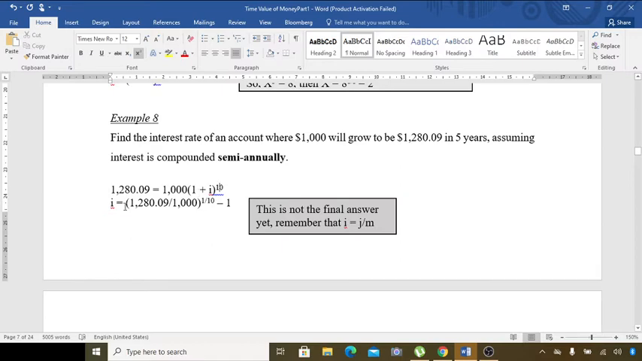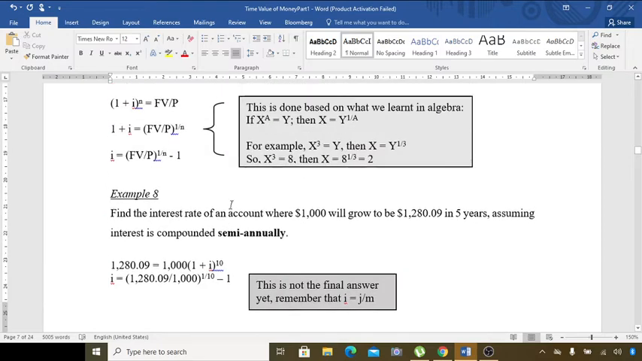Now, if you want I to be on the left hand side, remember I now equals the future value 1280.09 divided by your present value, which is 1,000. But now it becomes to the power of 1 divided by 10, instead of to the power of 10. Remember 1 over 10 easily, it's 0.1. So you can solve this in one go using your calculator. Key in 1280.09 divided by 1,000 equals 1.28, to the power of 0.1, and then finally you minus 1. Don't forget to minus 1 at the end, right?